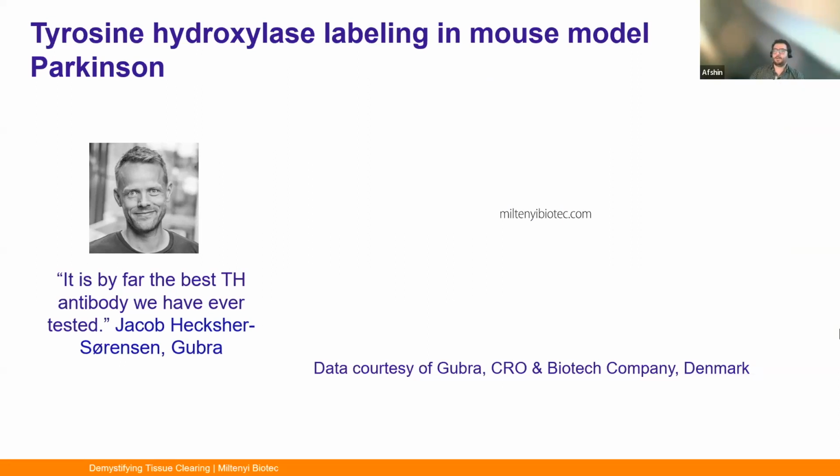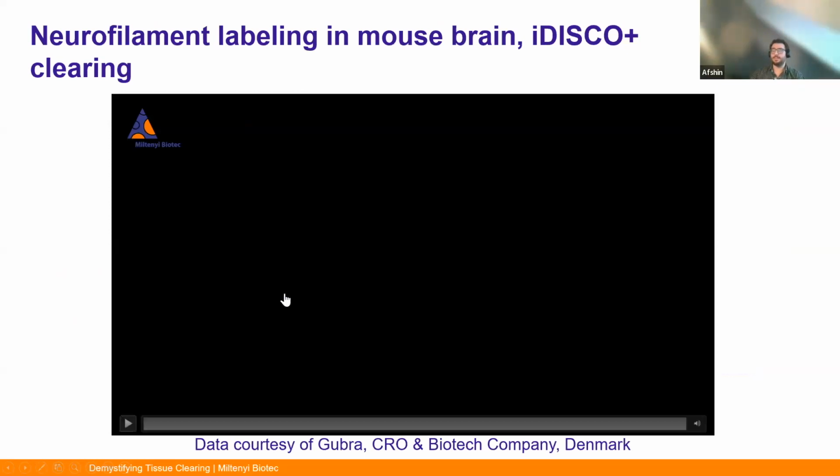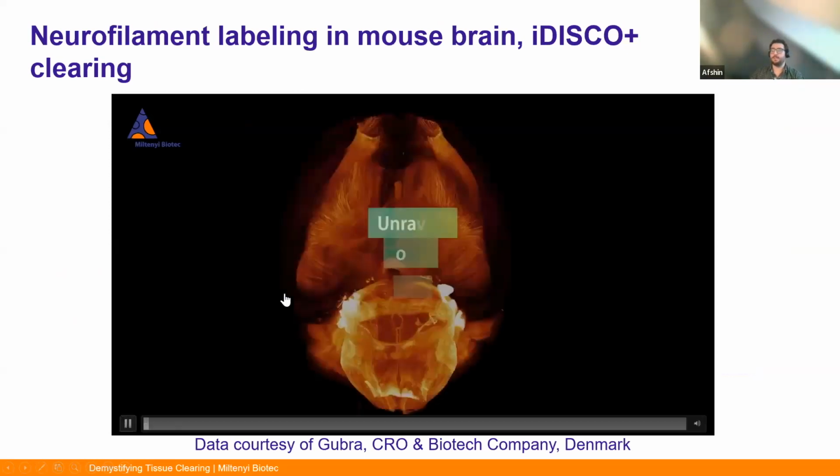Yeah, I also had the chance to talk to Jacob from this company, and yeah, nice saying that this is actually the best antibody that they ever used. Another example, again from Gubra, using this time our neurofilament and the healthy mouse brain, again using iDisco Plus clearing method.